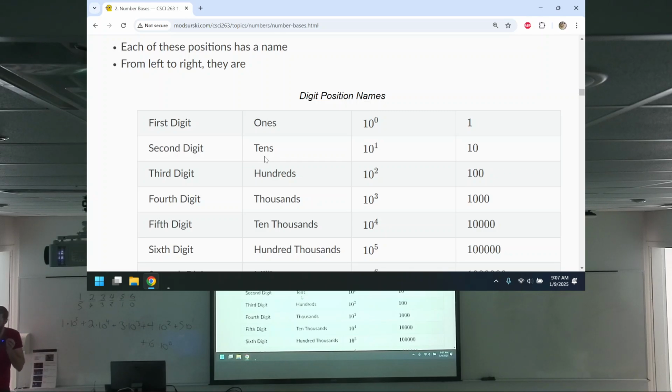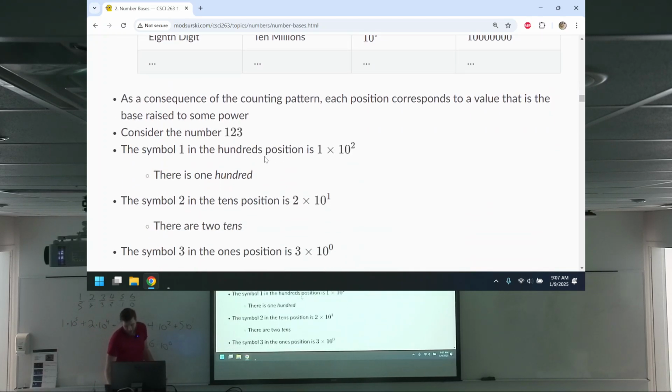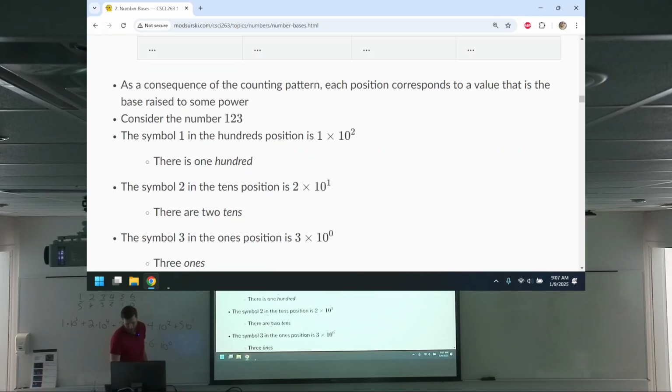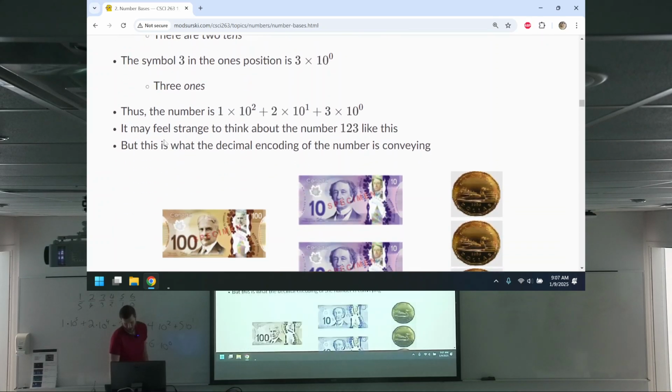But the meaning, right now I'm reminding you, don't forget about that whole meaning rant, okay? As a consequence of the counting pattern, each position corresponds to the value that the base is raised to. 1 times 10 to the 2, and so on. We just did that bigger.